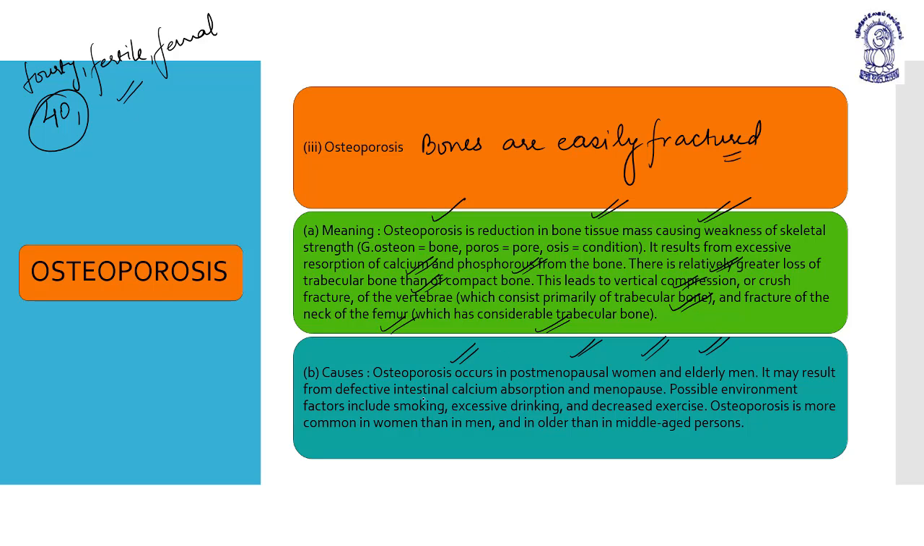It may result from defective intestinal calcium absorption and menopause. Possible environmental factors include smoking. So smoking precipitates osteoporosis, then excessive drinking and decreased exercise. Osteoporosis is more common in women than men and in older than in middle-aged persons. So this is osteoporosis.